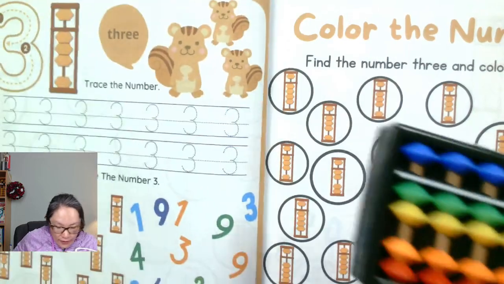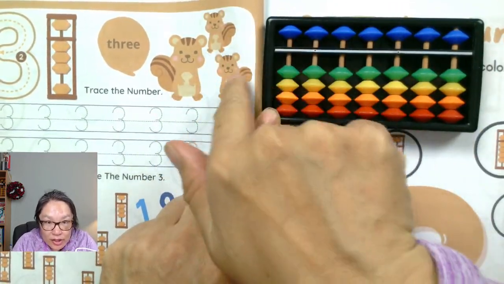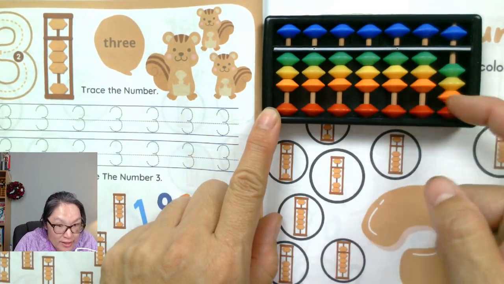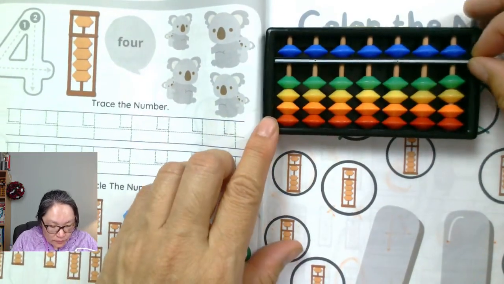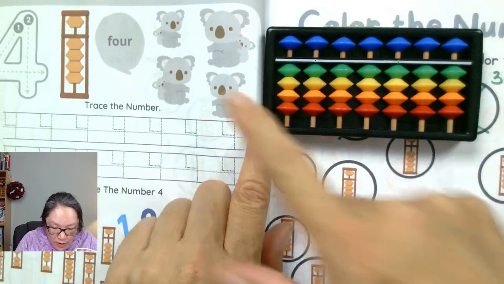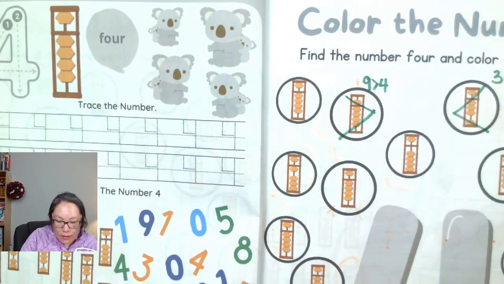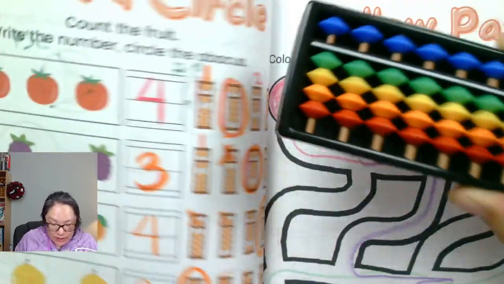Now we have 3. This is 3. 1, 2, 3, like 3 chipmunks. So we do 3 on the abacus. These are all 3s. Let me know if you have any questions. And then we're going to do 4. 4 looks like this. These are all 4s. 4 koalas, 4 on the abacus. Well, 4 big koalas, 4 adult koalas, or 4 baby koalas.